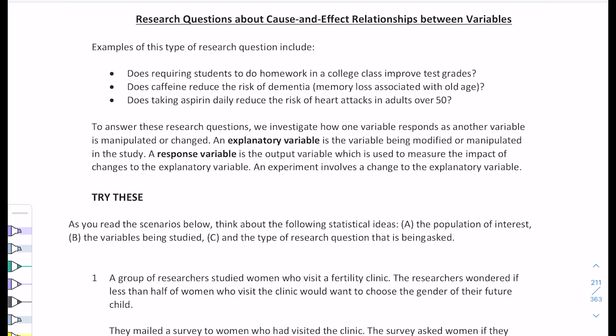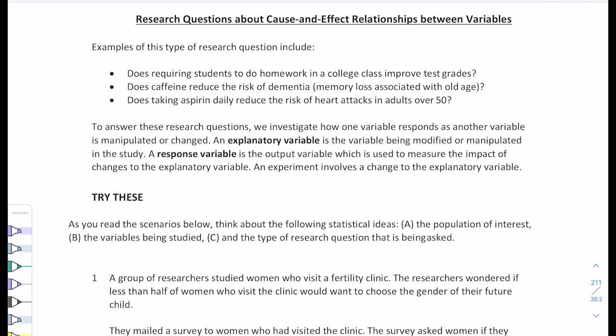Let's talk about cause and effect relationships between variables. Some examples could be: does requiring students to do homework in college improve test grades? There's research about younger grades and homework, but what exactly is the research behind homework in college? Does caffeine reduce the risk of dementia? That would be great for me because I love drinking coffee.